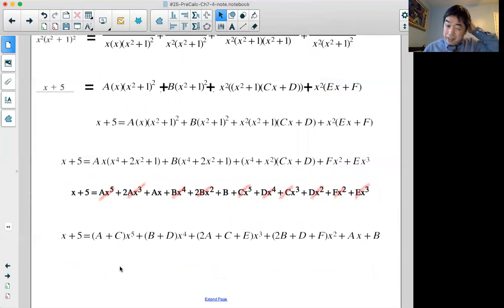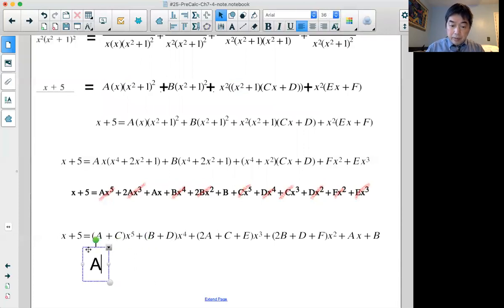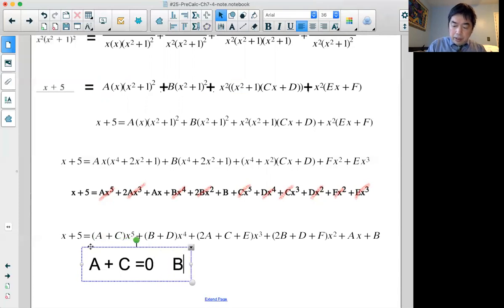So now we can see, you don't see any fifth power. So a plus c must be 0. I'm sorry, yeah, a plus c must be 0, right? And what else 0? So you don't see a fourth power. So b plus d must be 0. So now I'm writing down a plus c is 0. And b plus d is also equal to 0.